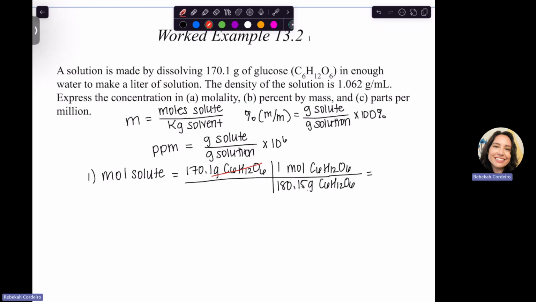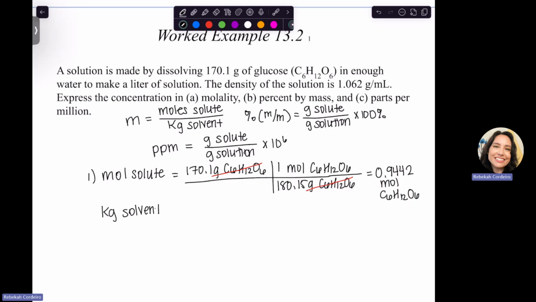Second part is a little more complicated. So for the second part, we need to basically get the total mass of the solution and then subtract the mass of the glucose to figure out what's the mass of the water, because we need the mass of water because that's our solvent. So we get 0.9442 moles of glucose if we're looking at 4 significant figures. So now we need the kilograms of the solvent.